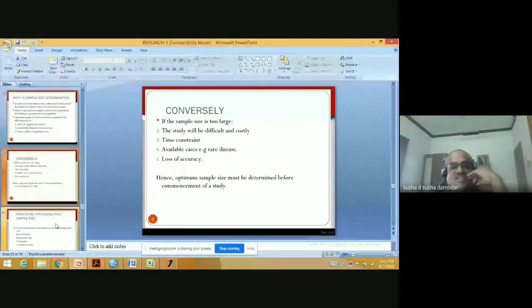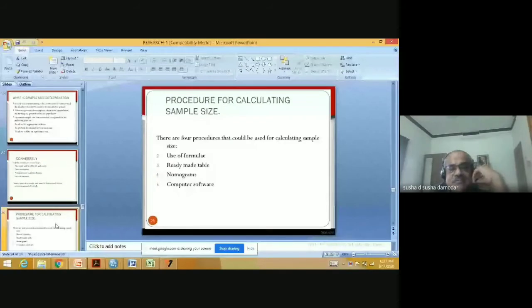And the procedure for calculating sample size is very important. There are 4 procedures that could be used for calculating sample size. The first one is the use of a formula. Different formulas are available for the fixation of optimal sample size. Ready-made tables are available. Nomograms are another table used for the fixation of sample size in diagnostic research, especially in the medical field. And some computer softwares have an option to determine the sample size.